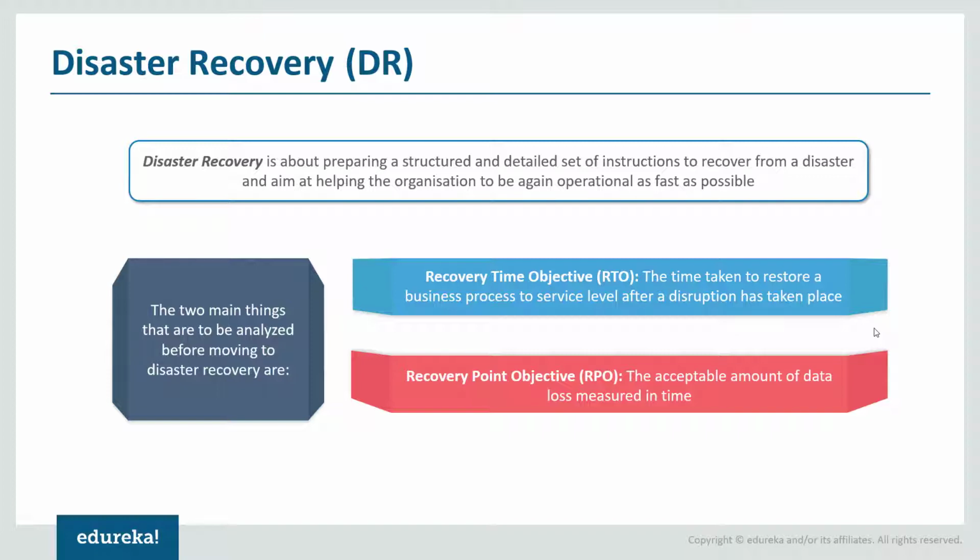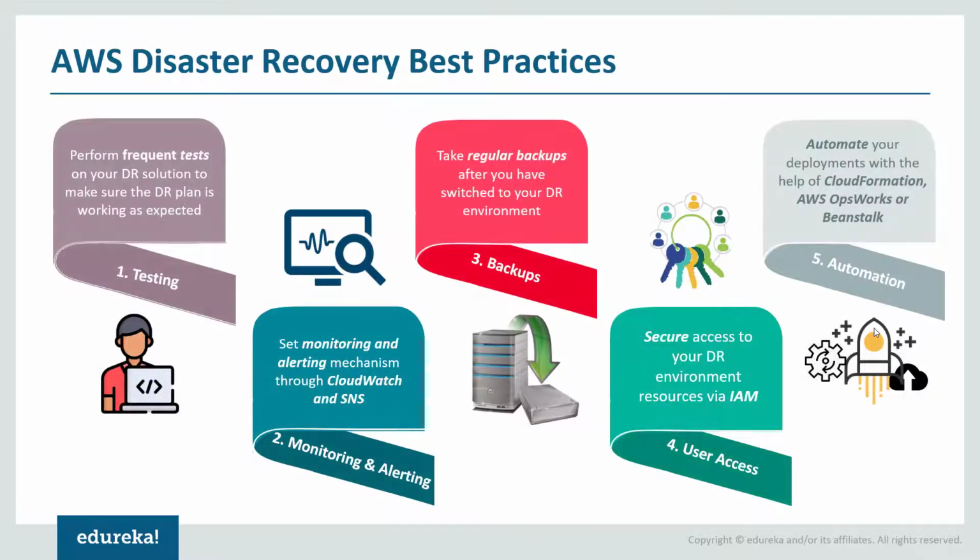Now, whenever you are implementing DR, ensure that these two things are analyzed and accordingly the decisions are taken. There are some best practices that you need to follow when implementing an AWS DR. First one is test. Perform as frequently as possible your DR tests. Execute your DR plans. Conduct mock tests. Very important. The second one is putting an alerting mechanism, either using CloudWatch or SNS.